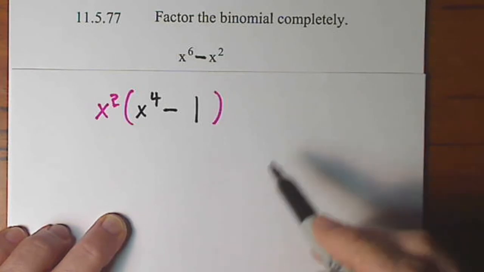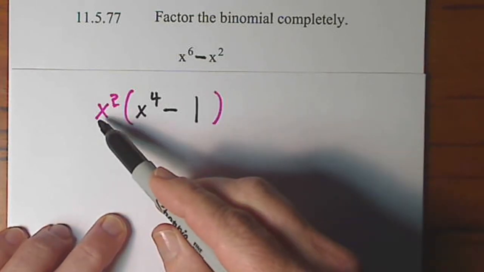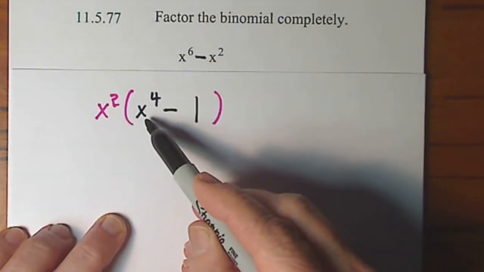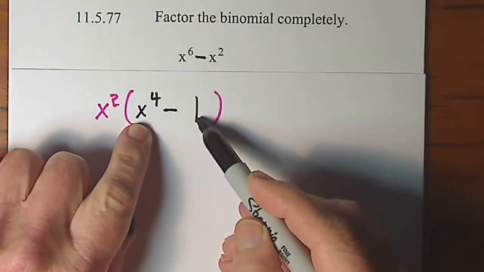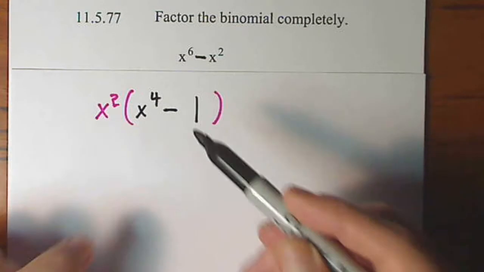Alright. It might look a little confusing, but you can convince yourself if you send this x squared back in, you'll get x to the 6th for this term, and you'll get x squared for that one. Okay.